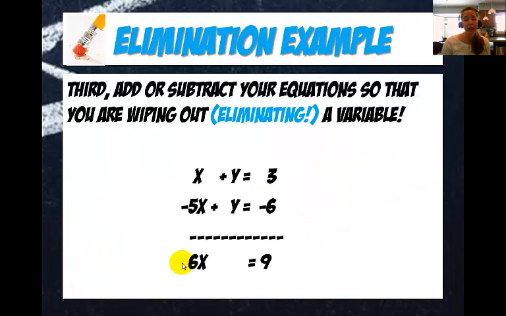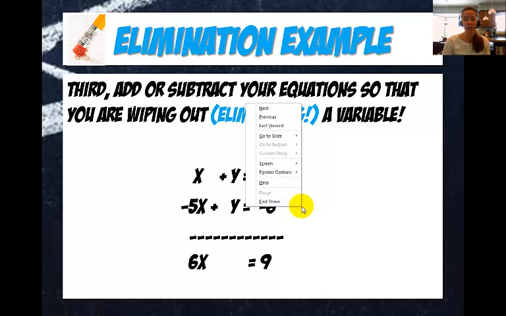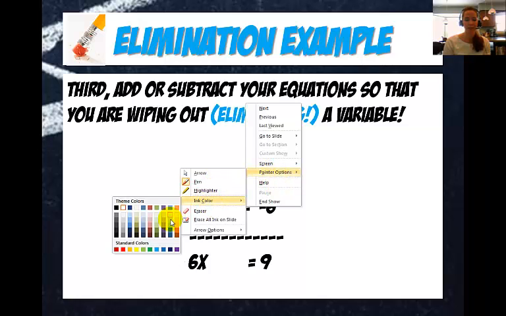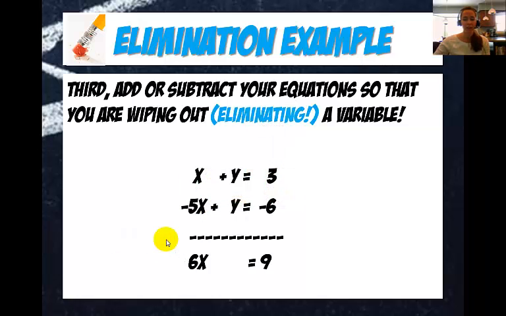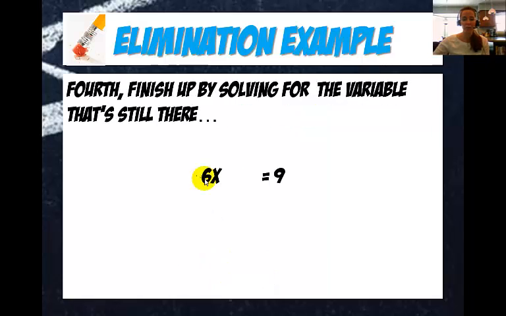Third, add or subtract your equations so that you are wiping out, or eliminating, that variable. So we got to the point where we need to divide by 6 to get our x all by itself. I'm going to divide each side by 6, and x will equal 3 halves. 3 halves, if you put it in decimal form, is going to be 1.5.